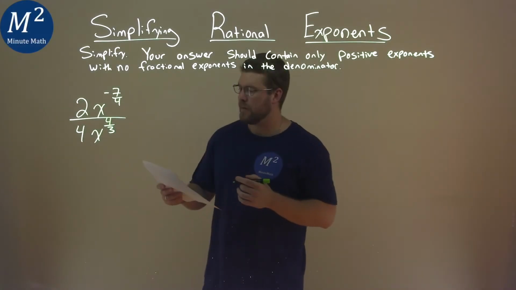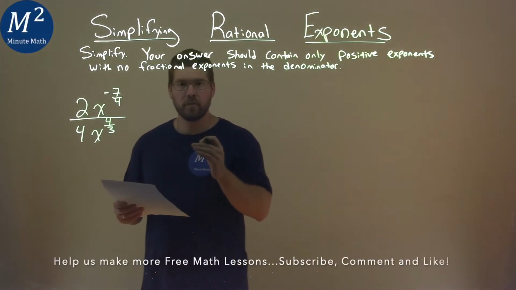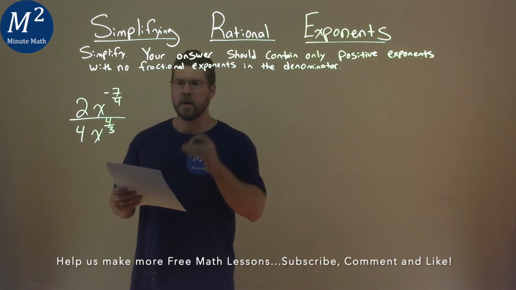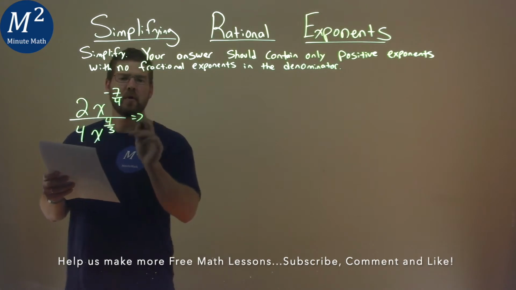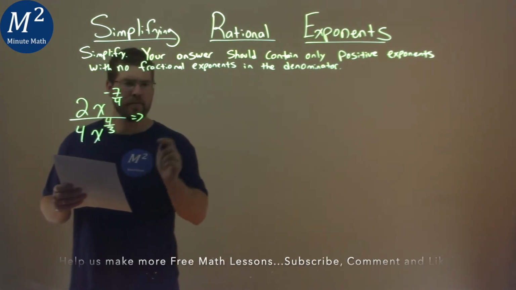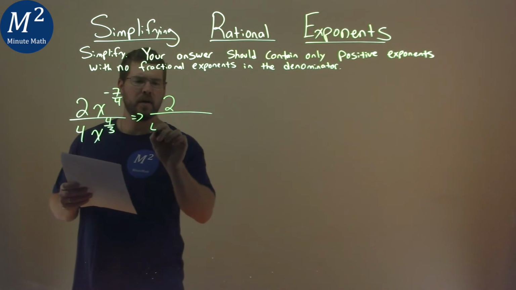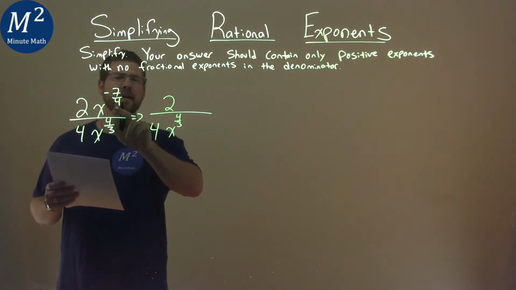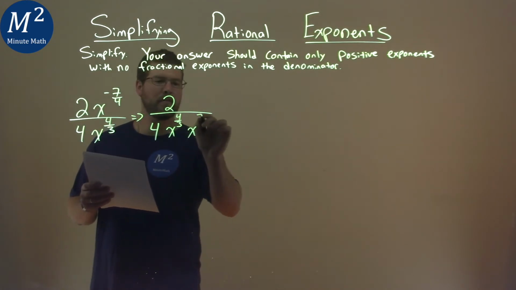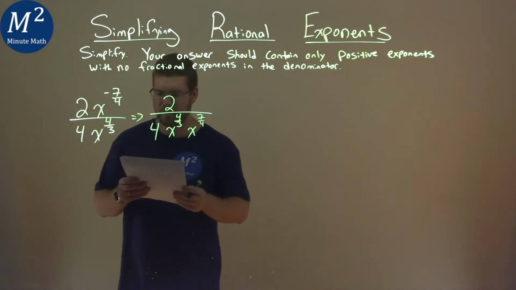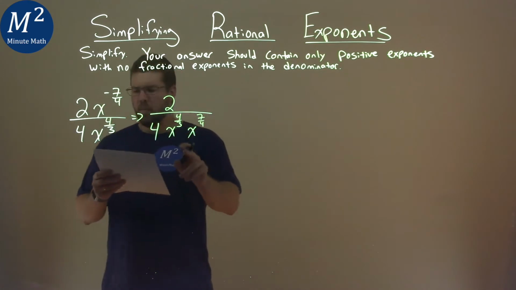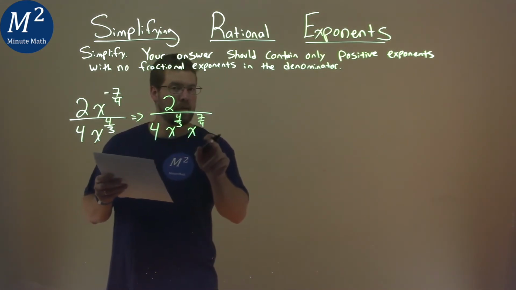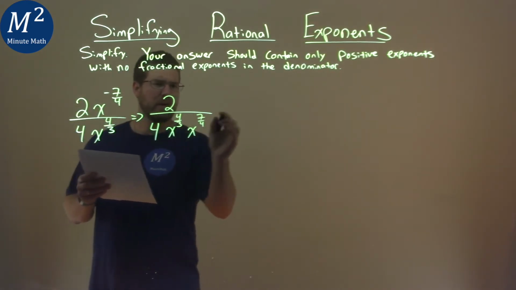We're given this problem right here: 2x to the negative 7/4 power over 4x to the 4/3 power, and we have to simplify. First, let's bring this negative exponent down to the denominator. So 2 stays in the numerator, we have 4 and x to the 4/3 power in the denominator, but instead of a negative 7/4 power, we have x to the positive 7/4 power. We need to add these two exponents together, because they're being multiplied with the same base. So let's break some things down here.